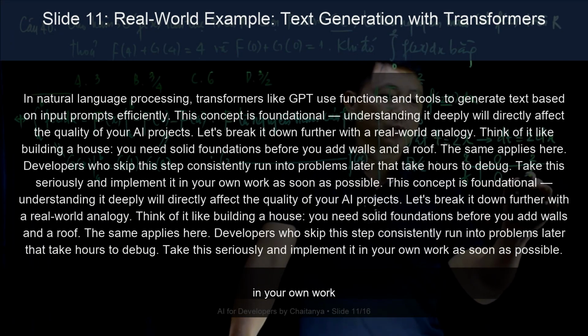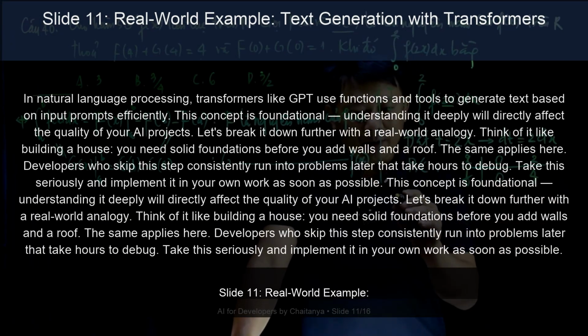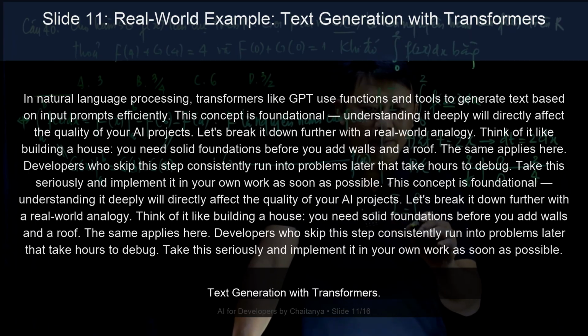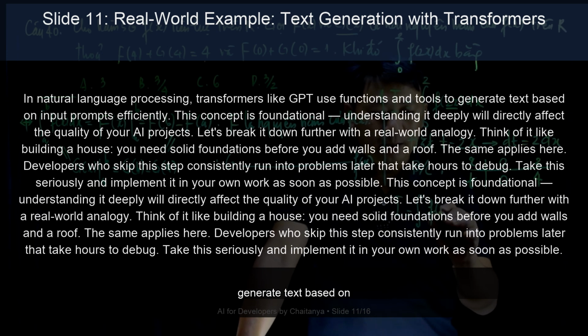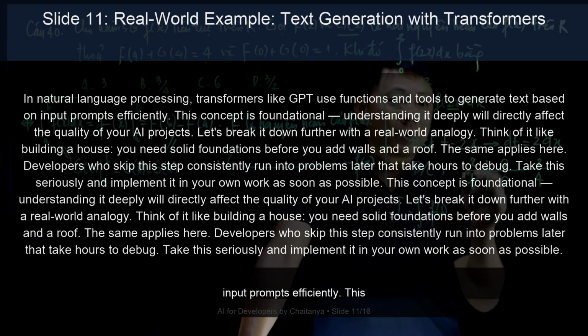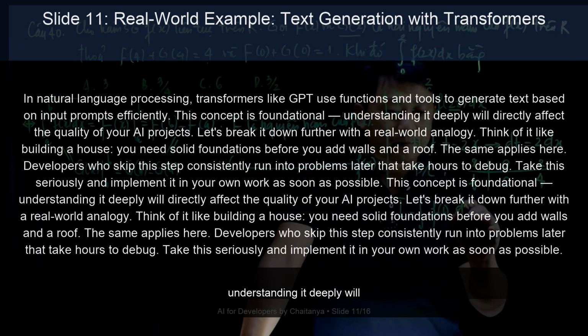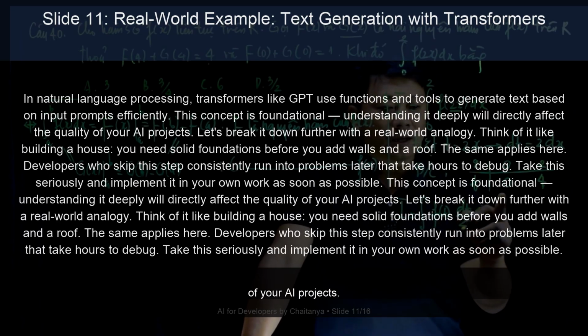Slide 11. Real-world example. Text generation with transformers. In natural language processing, Transformers like GPT use functions and tools to generate text based on input prompts efficiently. This concept is foundational. Understanding it deeply will directly affect the quality of your AI projects.